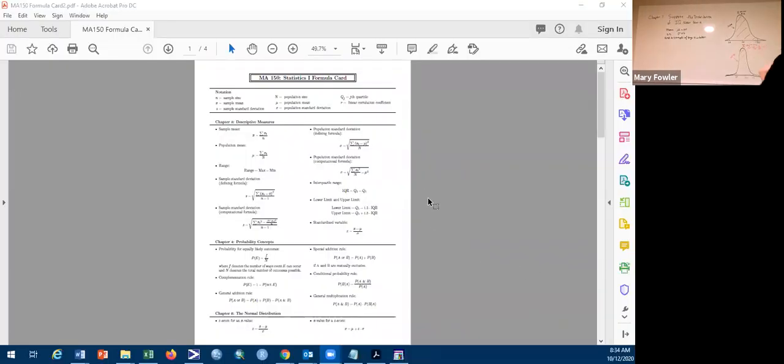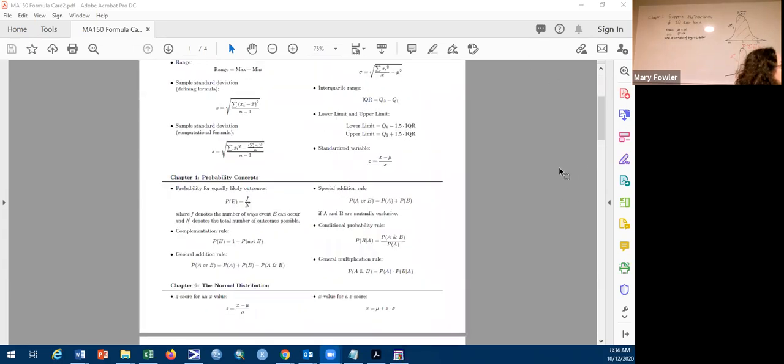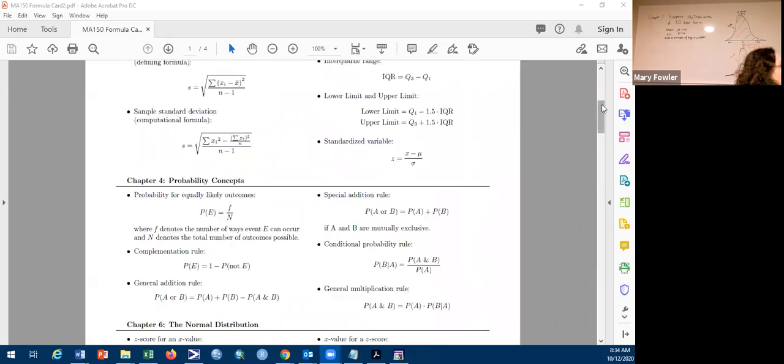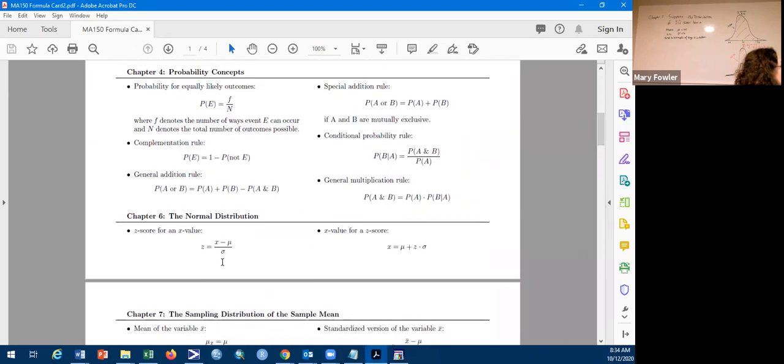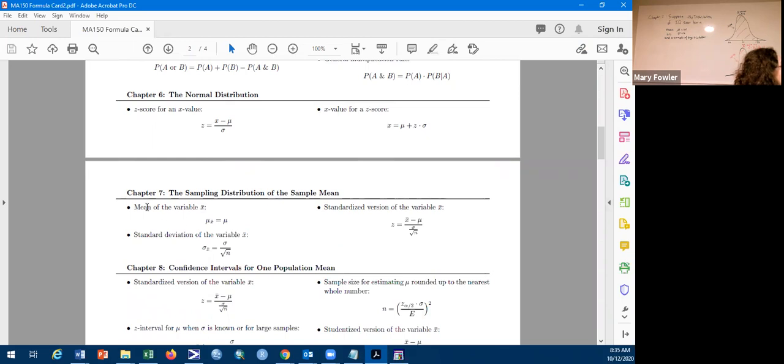Let's see, make it a little bigger. All right, we see here the Chapter 6 formulas at the bottom of the first page. There are two of them. And now let's look at these Chapter 7 formulas. The first one is the mean of X bar is mu sub X bar. And the standard deviation of X bar is sigma sub X bar, sigma over the square root of n. And then there's another one. We'll use that in a moment. But I just wanted to bring our attention to that.